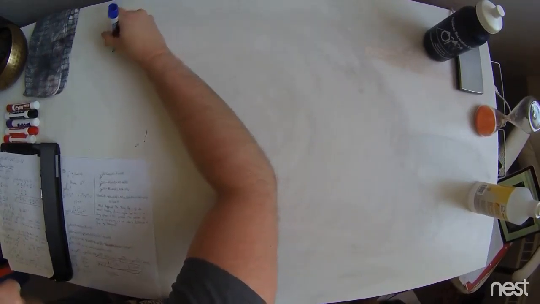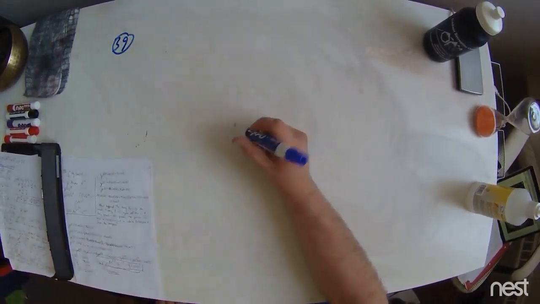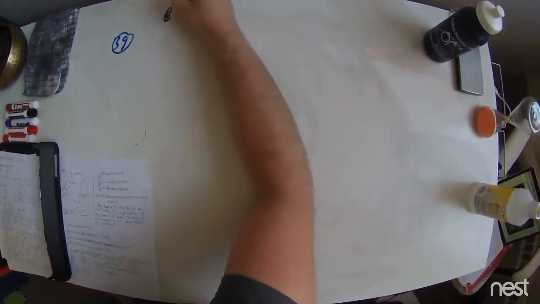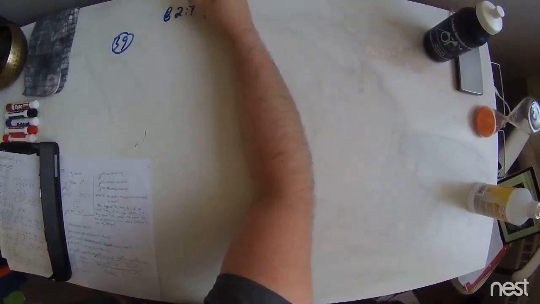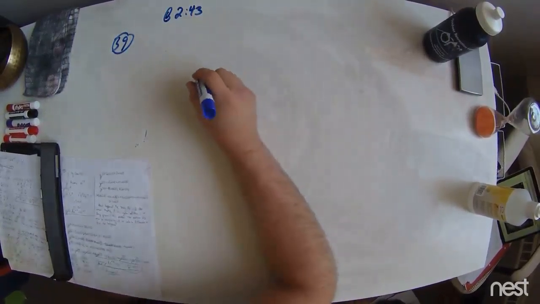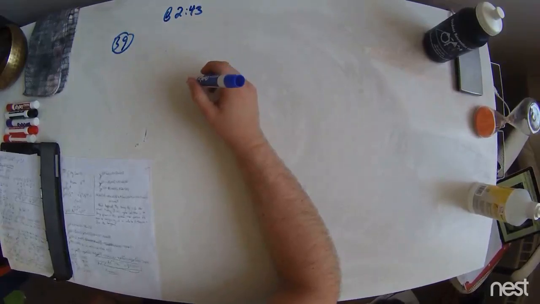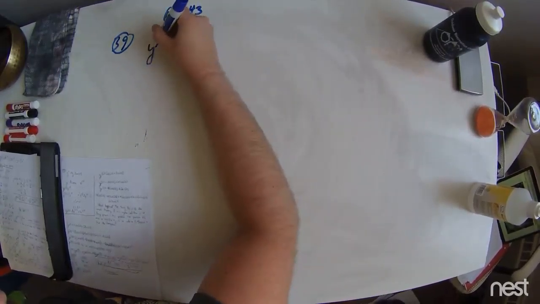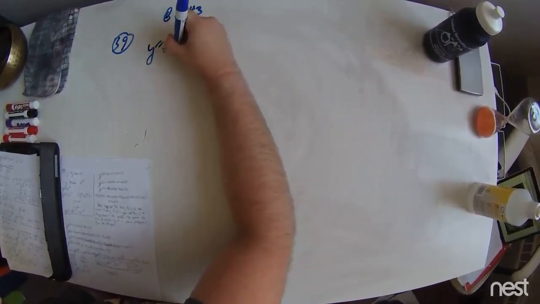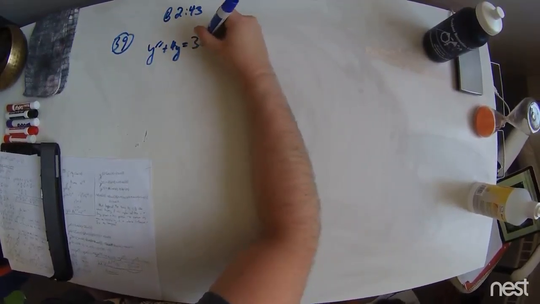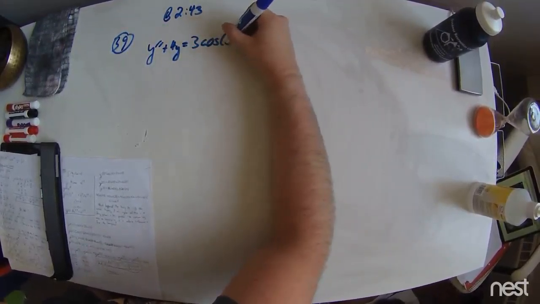From 39. This problem statement for the ODE has y double prime plus 4y equals 3 times the cosine of 2t.